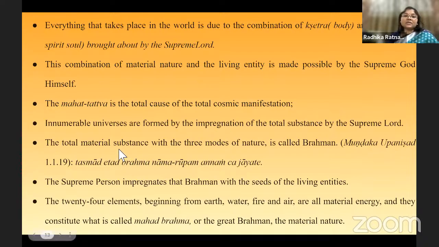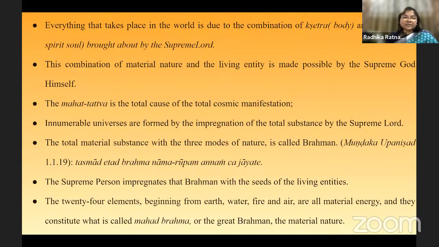Everything that takes place in the world is due to the combination of the body, what we possess, and the kshetrajna, that is the spiritual soul, brought about by the Supreme Lord. This combination of material nature and living entities is made possible by the Supreme Lord himself. The Mahat-tattva is the total cause of the total cosmic manifestation. The innumerable universes are formed by impregnation of the total substance by the Supreme Lord. The total material substance with the three modes of nature is called Brahman.